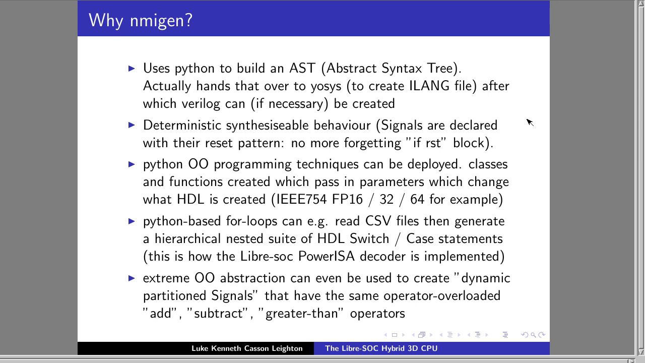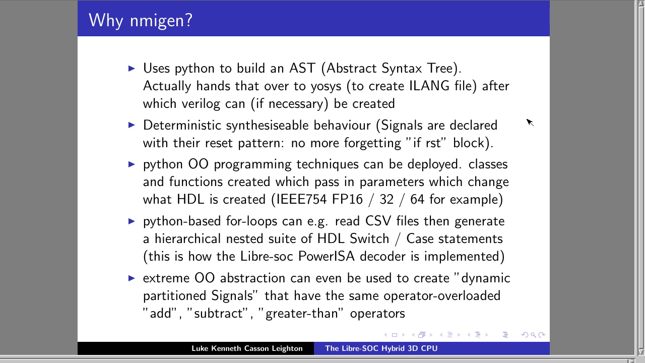nMigen has deterministic synthesizer behavior. Signals are declared with a reset pattern, so you no longer forget if you created a reset block. That just doesn't happen, because when you declare the signal, if you don't specify the reset argument, it defaults to zero, and then it automatically generates the ILANG Verilog for you containing that reset.